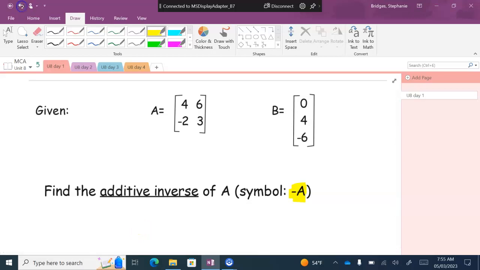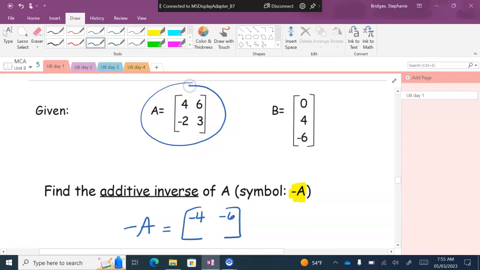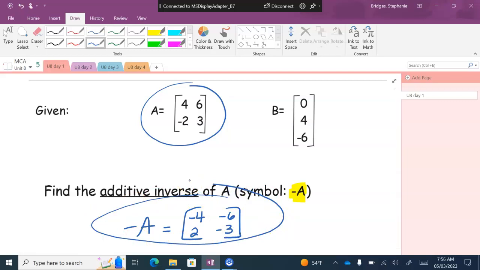So if I wanted the additive inverse of A, basically everything stays the same except I change the signs of the numbers. So what would my first row look like for the additive inverse of A? -4, yep. And -6. Okay, I'm focusing on matrix A, and I'm basically just changing the sign of every element. What would the second row look like? 2 and -3. And that is your additive inverse of A. That's all you have to do. Rewrite it, change the sign of every element.